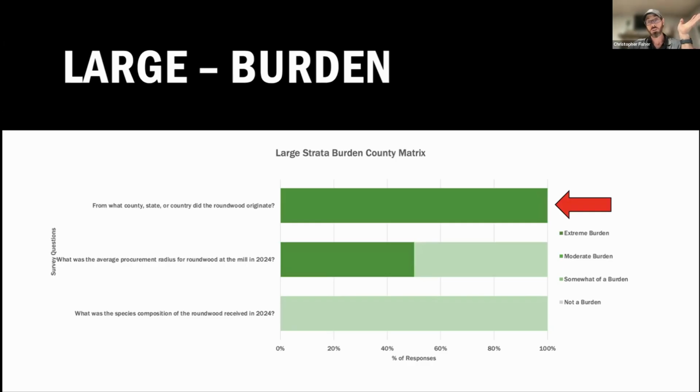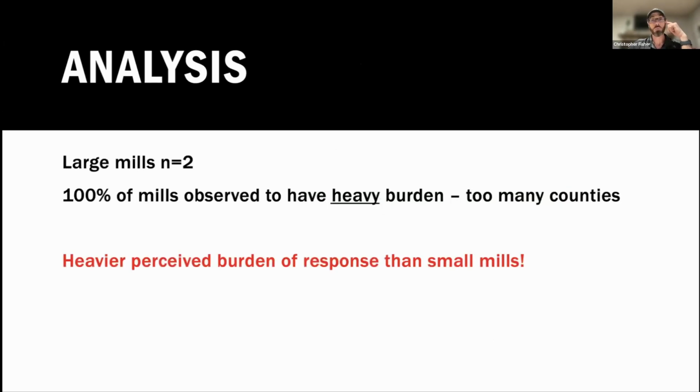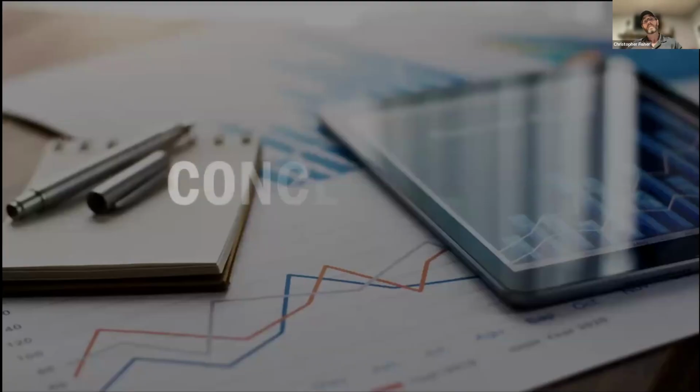Large mills, this was interesting. They all found it to be a burden, more of a burden than the small mills. What I wasn't expecting, and I don't think the team was expecting to hear, was that the large mills found it to be a heavy burden because there are so many counties. They have all the records, so now they're going to have to take time away and go in and actually get all of that information and report 100 counties to us.